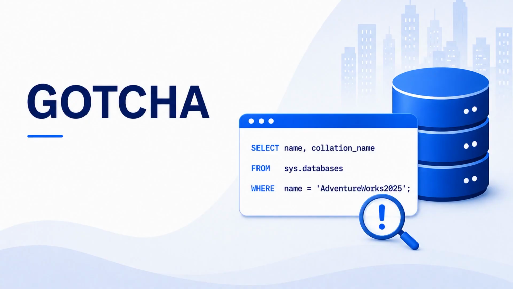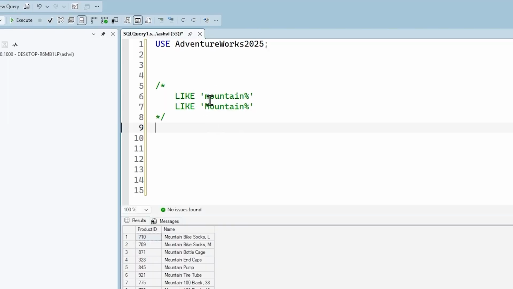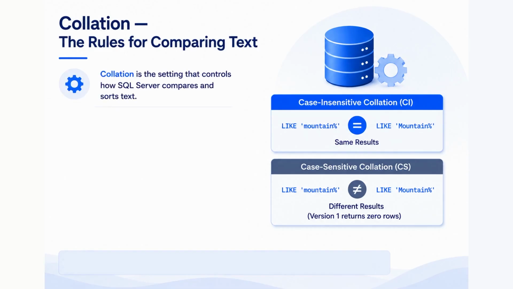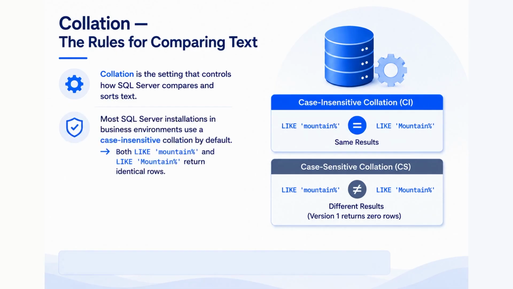One more thing that surprises people the first time they move from AdventureWorks to a real business database: it's case sensitivity in LIKE patterns. Whether LIKE 'mountain' with a small m or LIKE 'Mountain' with a capital M return the same results depends on the collation of the database. Collation is a setting that controls how SQL Server compares and sorts text. Most SQL Server installations in business environments use a case-insensitive collation by default, which means both patterns will return identical rows. But not all installations do.